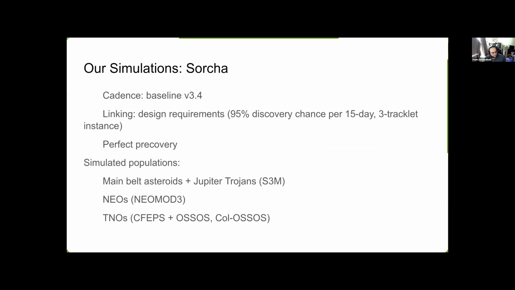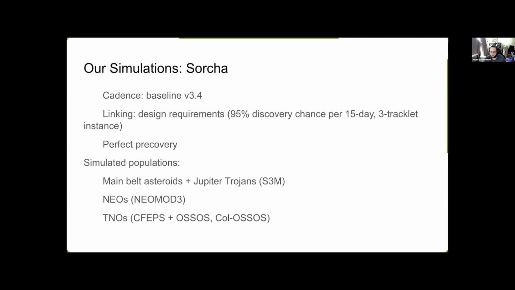Our linking is meeting the design requirements. This means that there's a 95% discovery chance per 15-day 3-tracklet instance. What this means in practice is that an object like an MBA or a TNO that gets observed several times over a survey and has a several-year arc will essentially have lots of 95% discovery chances, so it essentially gets linked in at least one of them. And this also assumes perfect recovery. So if the thing is linked once, this means that we have all the detections of the object.